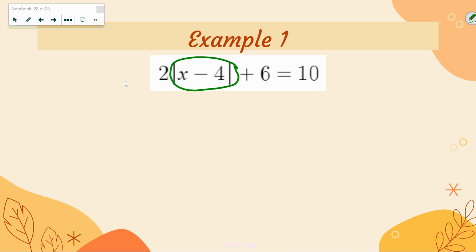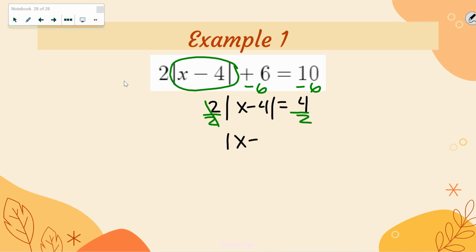And how would I isolate that absolute value? Ginny, you just helped us out. What would my first step be here? Subtract 6. Good job. Subtract 6 on both sides. So I'm going to end up with 2 times the absolute value of x minus 4 equal to 4. And I have one more step to isolate that absolute value, and that would be to divide by 2. So here's what we have. The absolute value of x minus 4 is equal to 2.